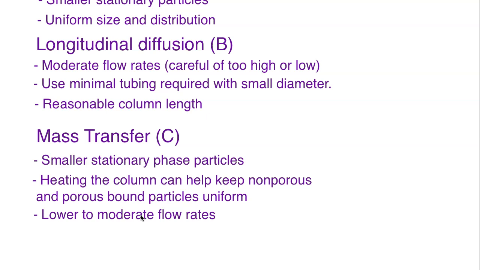So that's it. I'm going to wrap it up there. That pretty much discusses what I wanted to talk about for band broadening. What is it? Why is it a problem? What plays into it? As well as how can we attempt to minimize it? And there's some practical solutions here that you'd have to play back and forth with when you're working with your HPLC factors. Okay?